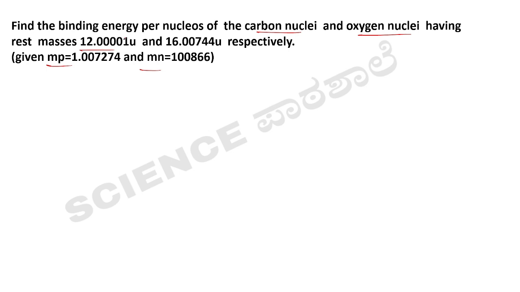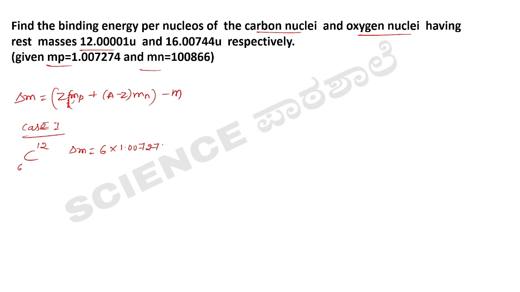Okay, so what is the formula for this mass defect? Delta M is equal to Z Mp plus (A minus Z) Mn minus M. First we have to calculate carbon. Case 1, I'll take it as carbon. Carbon has atomic number 6, mass number 12. So here delta M is equal to Z, the atomic number of carbon, which is 6, times Mp, which is given as 1.007274, plus A minus Z, meaning 12 minus 6, times Mn.